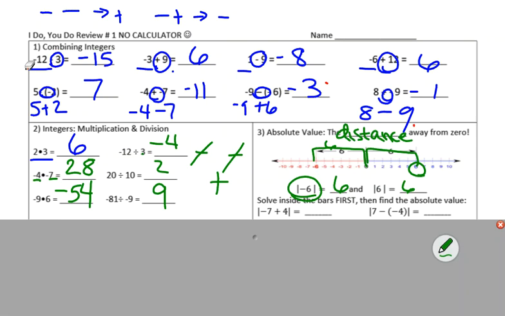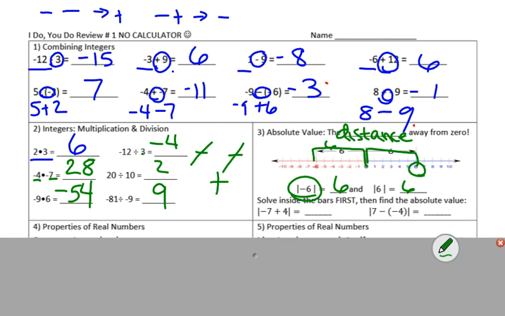Now, if you have 2 numbers inside of an absolute value bar, it works as grouping. So we have to do the grouping first. All right, so we're going to solve what's inside the bars first. So -7 plus 4, think back to your integers. We're not going to be able to combine these, so we subtract and we get -3. The absolute value of -3 is +3.